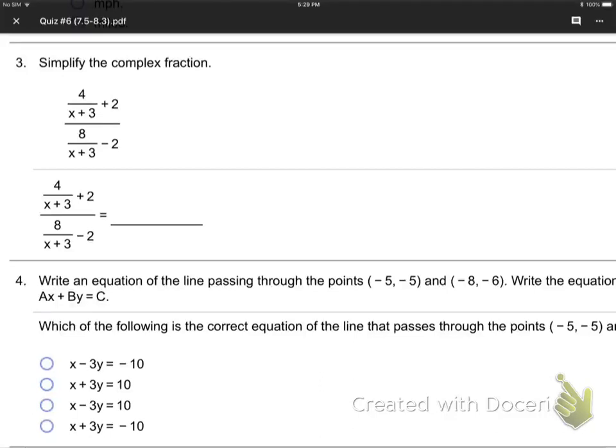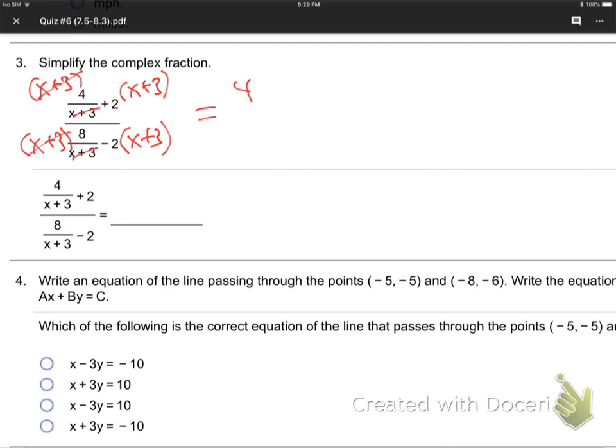Okay, so here's question number 3 on quiz 6. I've got to simplify the complex fraction. The denominators are both x plus 3, so that means that's what we use. We multiply through by x plus 3 all the terms. Remember, it's a hitman. It takes out here, it takes out there.